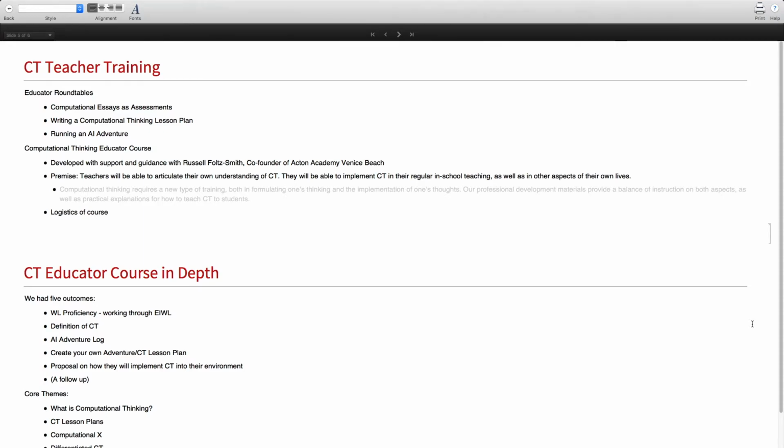Then we addressed how we can write a computational thinking lesson plan. To some of you, this might be an AI adventure, but to the general educator masses, the best term to use is computational thinking lesson plan, because it has a structured approach where we identify the objectives, the goals, what the students need to learn, and how they can go off path of what's already available.